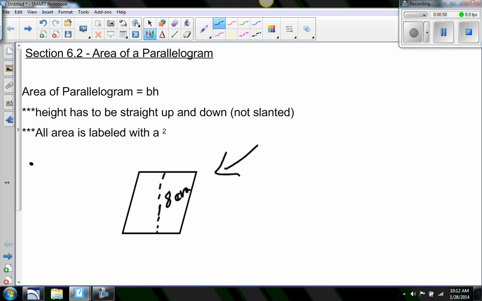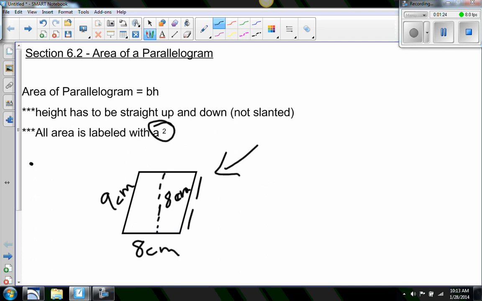You would use this side if you were going to do the perimeter of the figure to walk around it, but to do the actual area you can't. So this 9 centimeters right here, I can't use to do the area. Also, something else to remember is this. Area is labeled with a little 2.